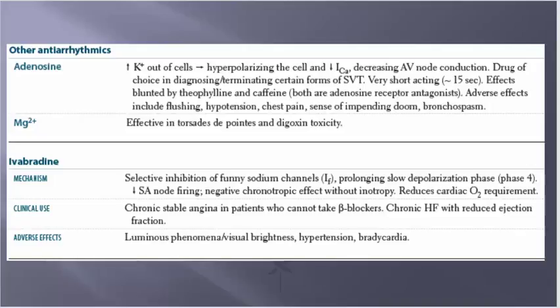Ivabradine: selective inhibition of funny sodium channels, prolonging slow depolarization in phase 4, decreasing SA node firing, a negative chronotropic effect without inotropy. It also reduces cardiac oxygen requirements. Used for chronic stable angina in patients who cannot take beta blockers, and chronic heart failure with reduced ejection fraction. Adverse effects for ivabradine are luminous phenomena, visual brightness, hypertension, and bradycardia.